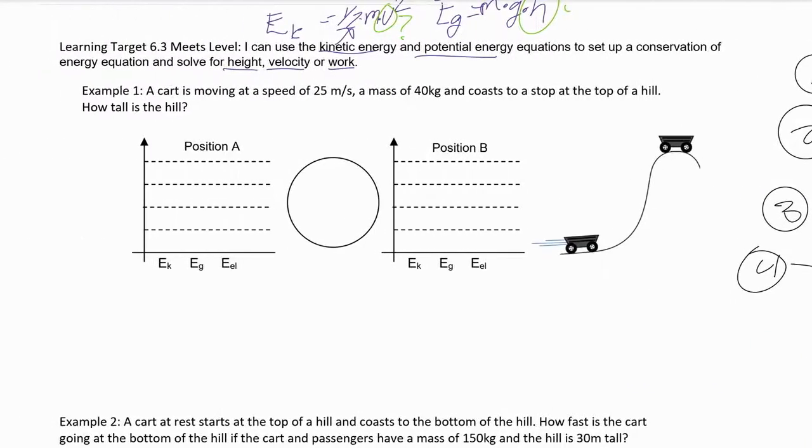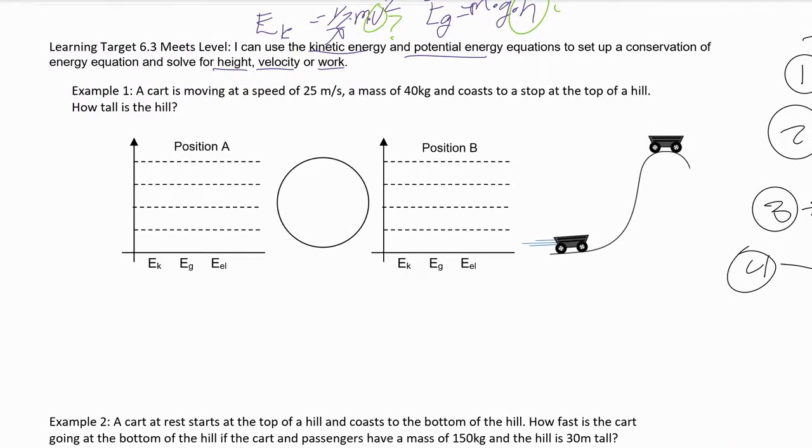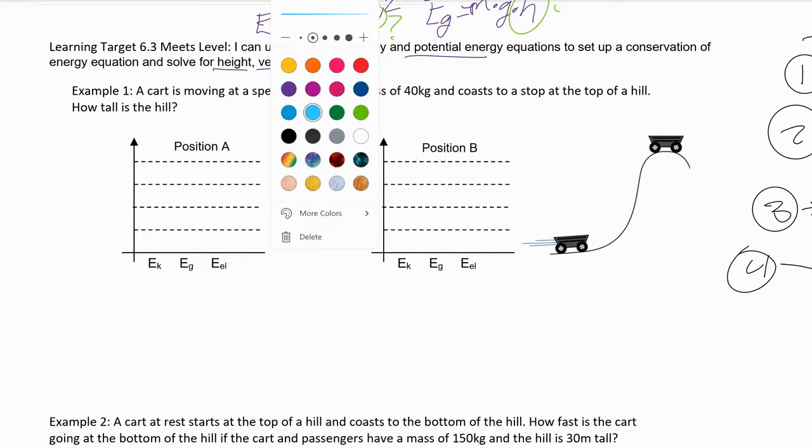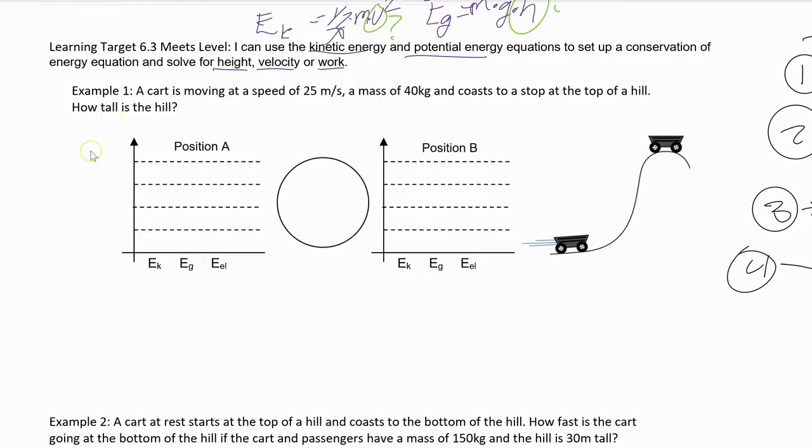All right. So let's go ahead and do a problem. All right, so example one, a cart is moving at a speed of 25 meters per second. It has a mass of 40 kilograms, goes to a stop at the top of a hill. How tall is the hill? So per usual, pause the video, write everything down for this in your notes. And then once you have that done, go ahead and hit play.